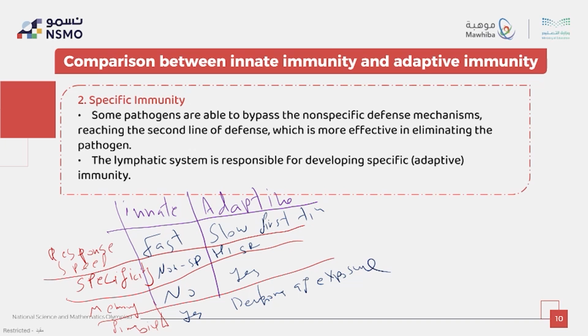And think about this question also. Why do we need both types of immunity? Why isn't innate immunity alone enough? Why?